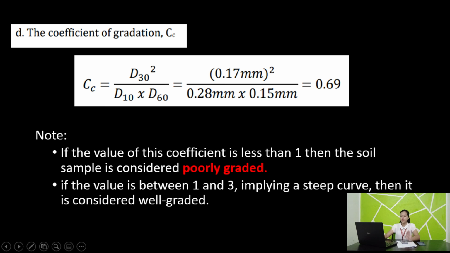Another note, if the value of this coefficient is less than 1, then the soil sample is poorly graded. And if the value is between 1 and 3, implying a steep curve, then it is considered as well graded. Since the result for our sample is less than 1, we can conclude that the sample is uniformly graded and poorly graded. So the uniformity coefficient and the coefficient of gradation coincide.